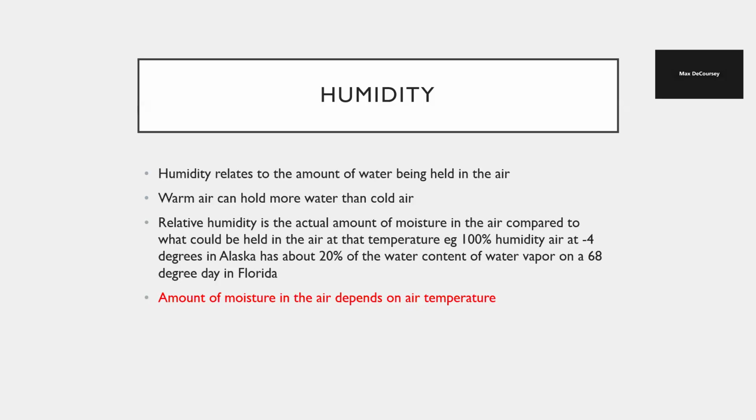Relative humidity is the actual amount of moisture in the air compared to what could be held in the air at that temperature. The example of this is 100% humidity air at -4 degrees in Alaska has about 20% of the water content of a 68-degree day in Florida at 100% humidity. This is because very, very cold air does not hold very much water compared to warm air.